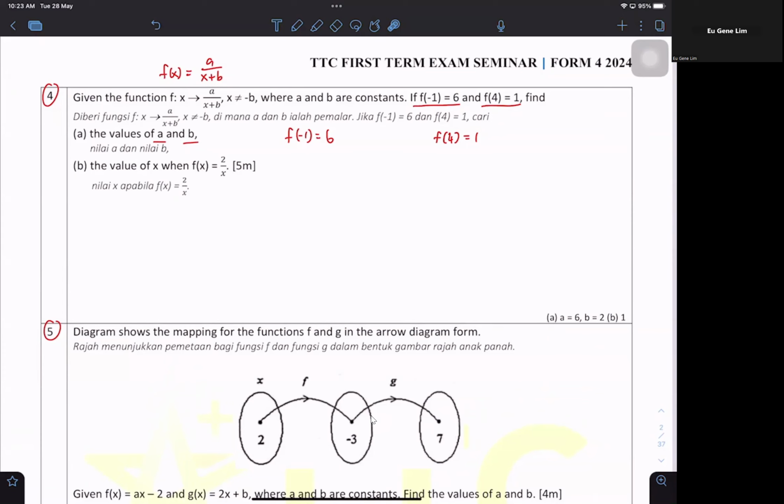The first thing that I showed you just now is take the bracket and sub into the x. That's the basic of function. Always take the bracket and sub into x. So you take this bracket and sub into the x. The function becomes a over -1 plus b equals 6.